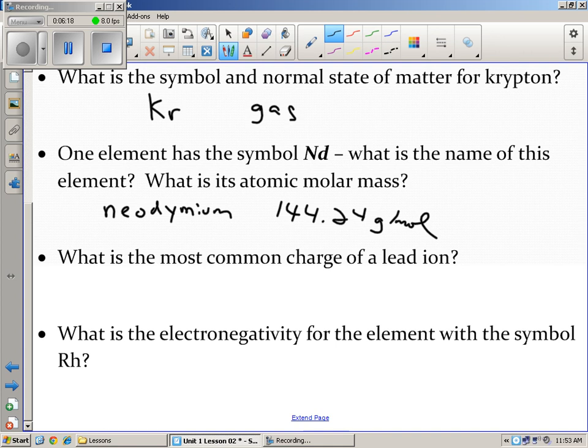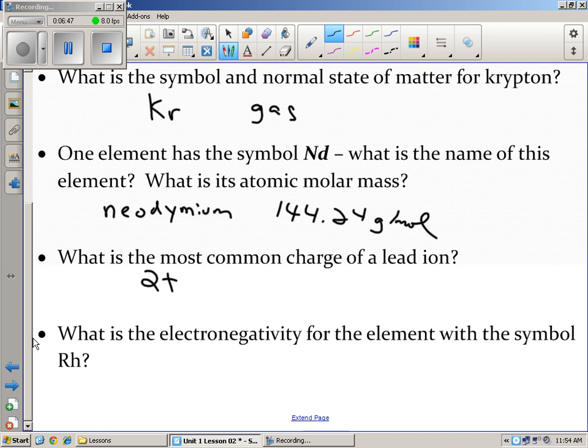Most common charge of lead. So to find lead, you want to look for Pb. Now, don't get lead confused with peanut butter. All right. Because Pb, peanut butter is good, lead's bad. Okay. So yeah, Pb. What's the most common charge? So find lead there. It's number 82. The most common charge, of course, is the first one, so 2+ would be your correct answer for that.